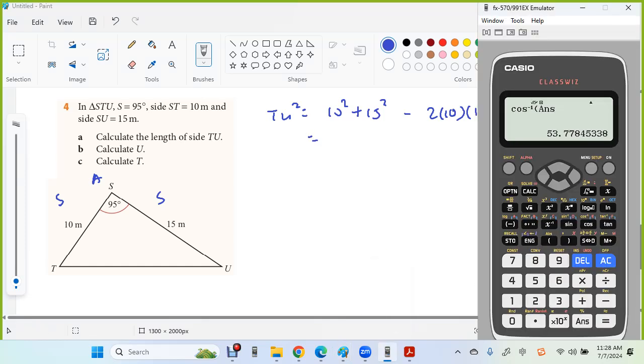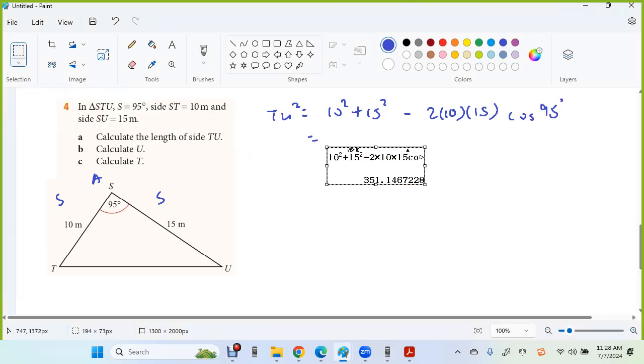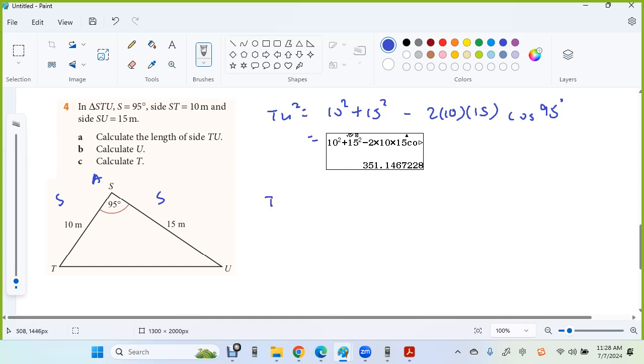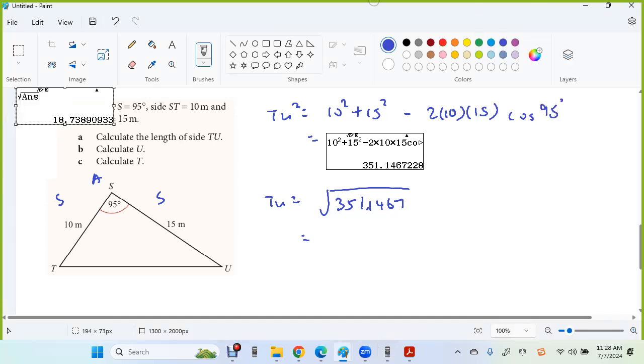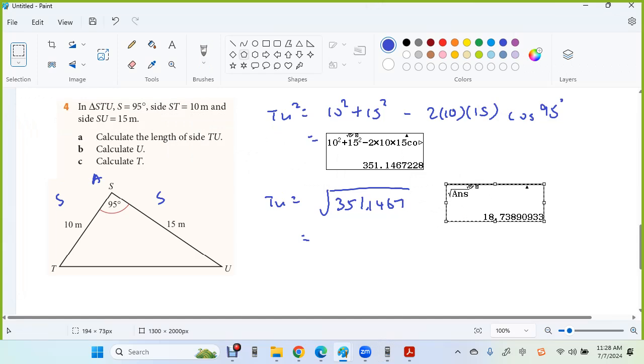So we have 10 squared plus 15 squared minus 2 times 10 times 15 cos 95. Okay, so it's 351. So TU will be the square root of 351.1467. So we have the square root of the answer. So this will be 18.7. So it is 18.7 meters.